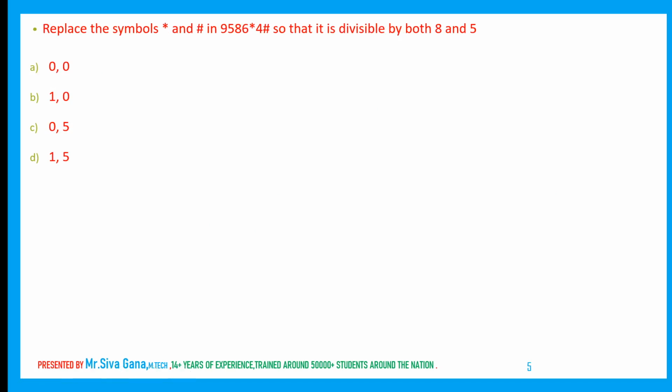Replace the symbol star and hash. 9 5 8 6 star 4 hash. 4 hash, not h, it is hash. Okay, fine. The number is divisible by both 8 and 5. Divisible in this sense means the remainder is 0, perfectly divisible.